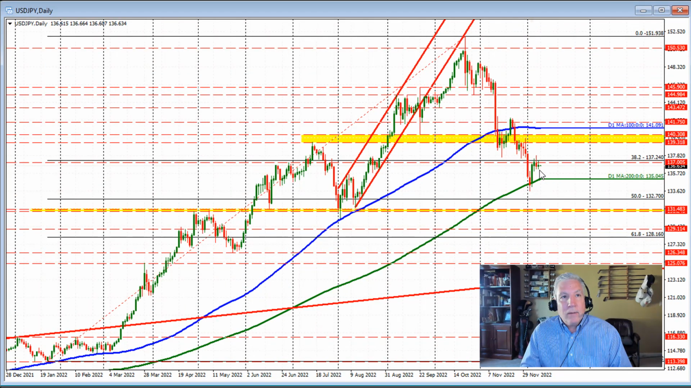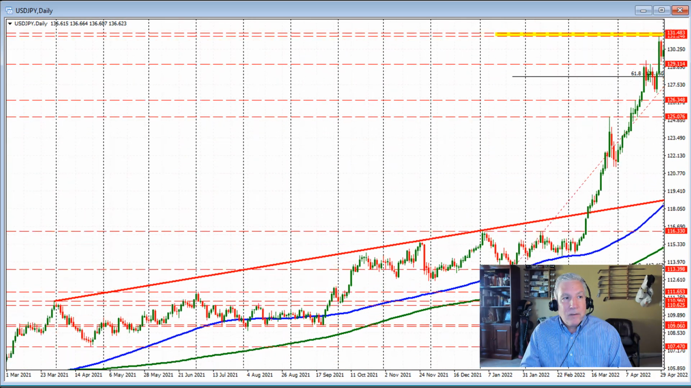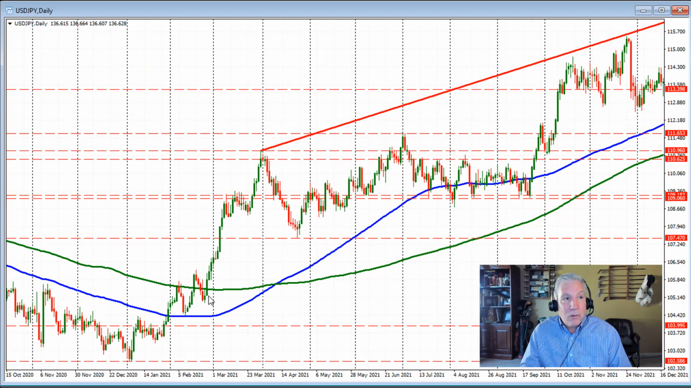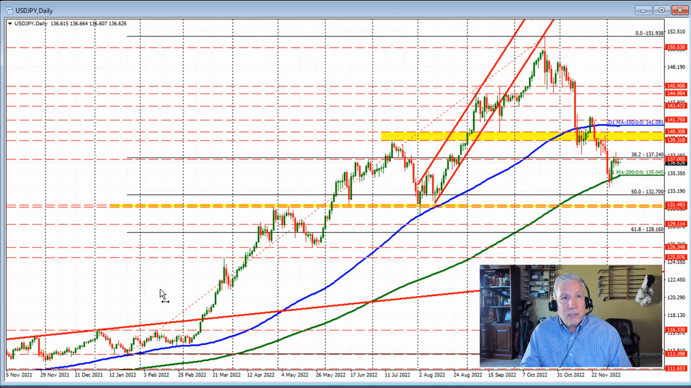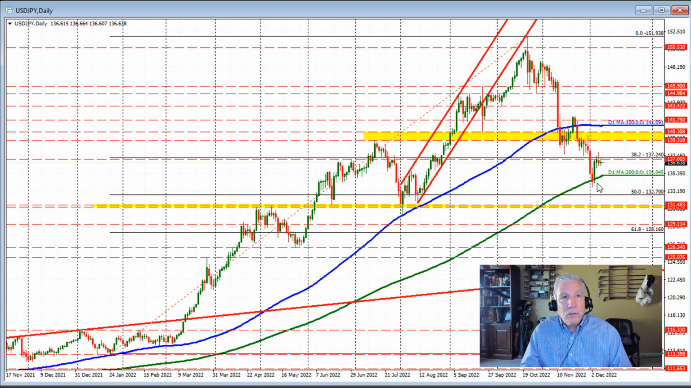In trading this week, we closed the week a week ago below the 200-day moving average. That was the first close below the 200-day moving average, going all the way back to here. This was in March 2021. So a long time that the price had not closed below the 200-day moving average. That should have led to lower levels, but it didn't.